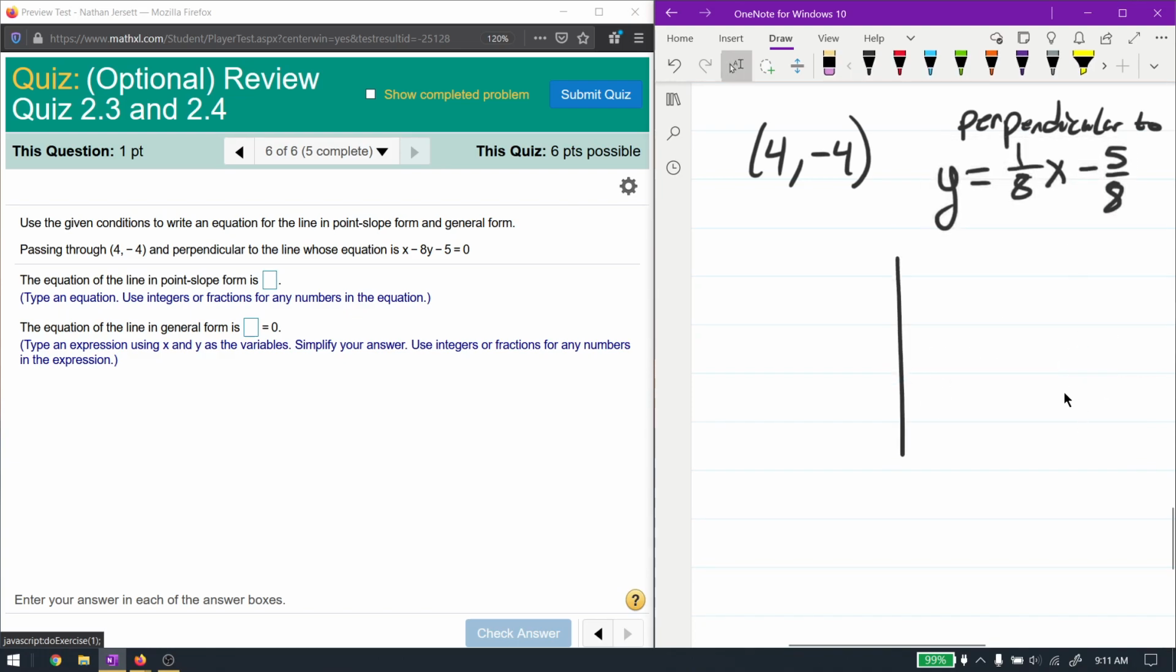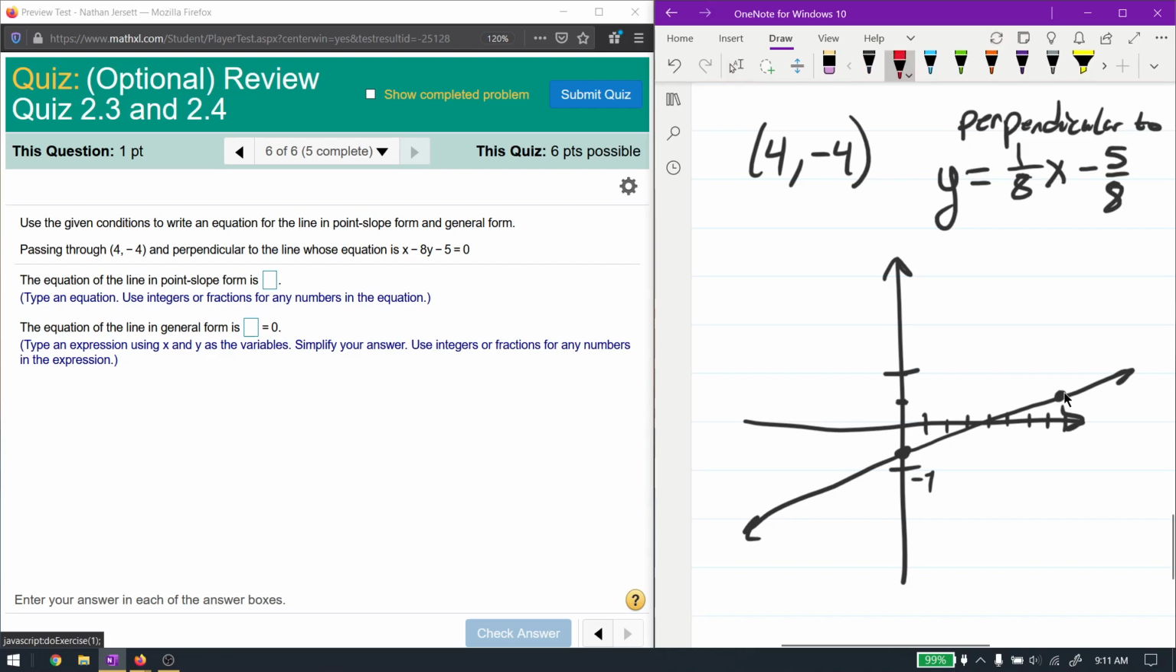All right, let me try to graph it here. Okay, negative 5/8. Let's say this is negative 1. Negative 5/8 is, I don't know, somewhere around there. And then 1/8 is going to go up 1 to, let's see, it's going to be about here. This is going to be 3/8. And then 1, 2, 3, 4, 5, 6, 7, 8. Okay, draw a straight line through those 2 points. So this is our perpendicular line.